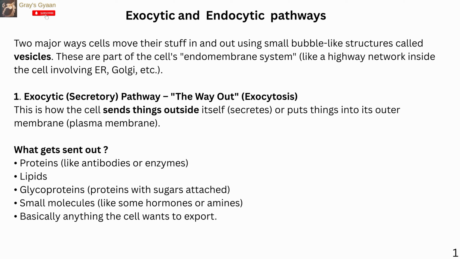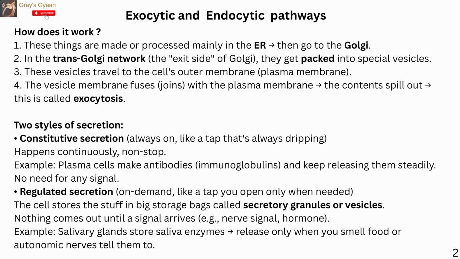But what gets sent out? Proteins, like antibodies or enzymes. Lipids. Glycoproteins. Small molecules. Basically anything the cell wants to export. How does it work? 1. These things are made or processed mainly in the endoplasmic reticulum, then go to the Golgi apparatus.